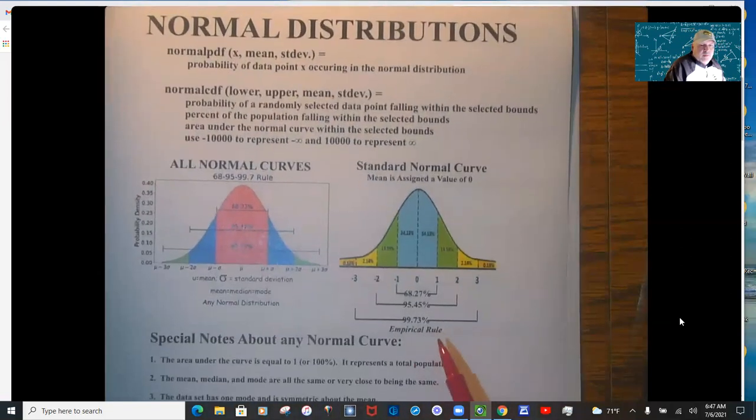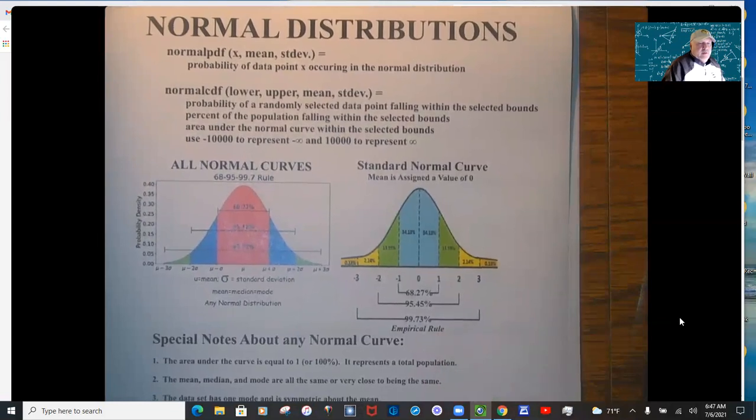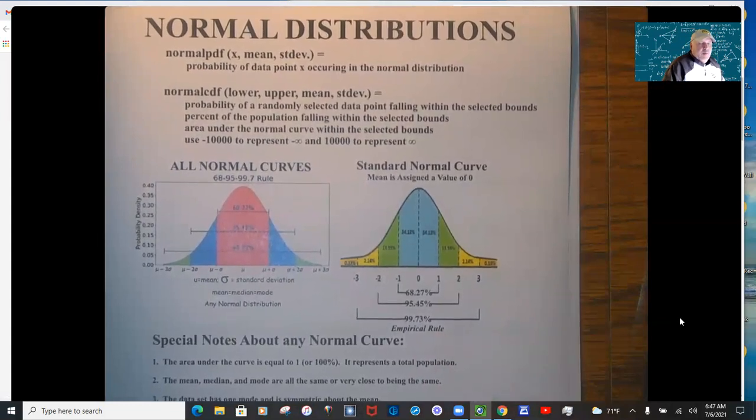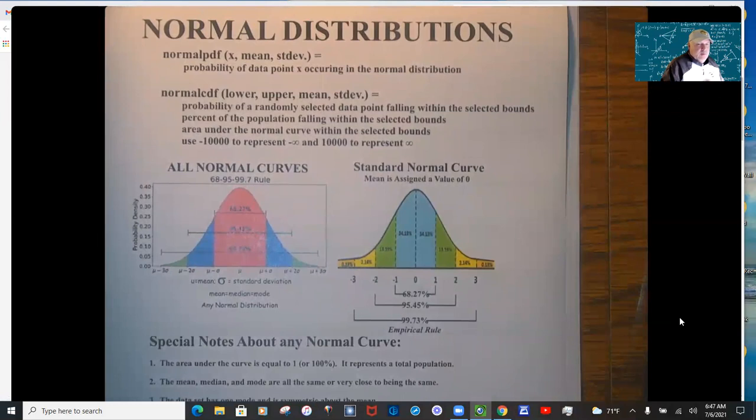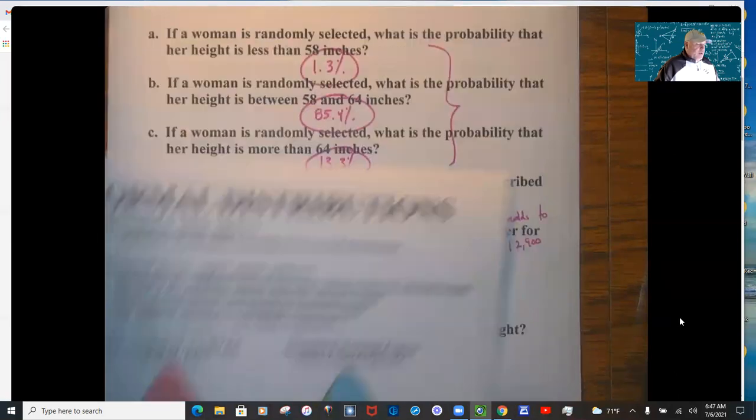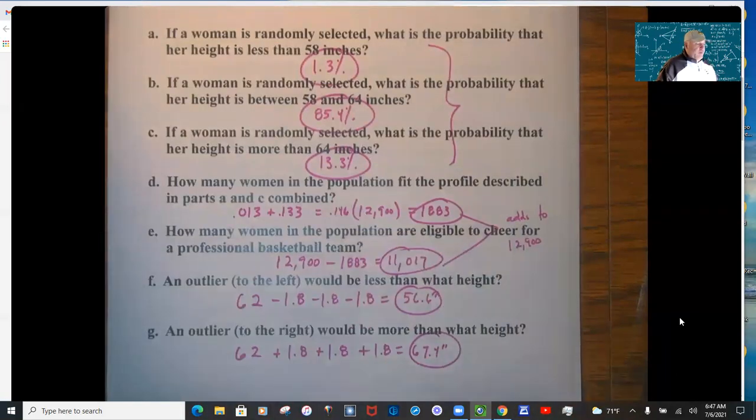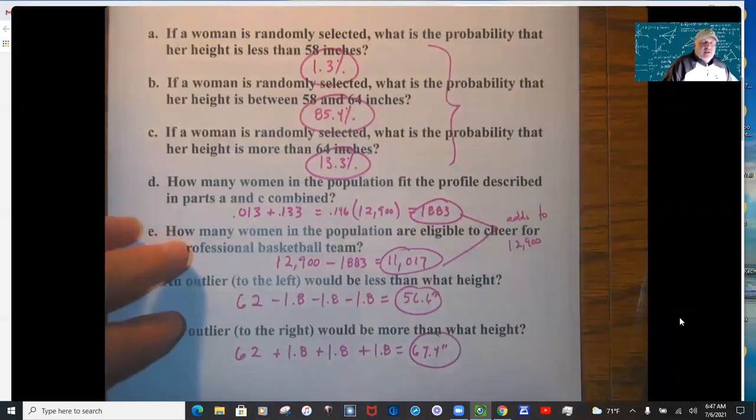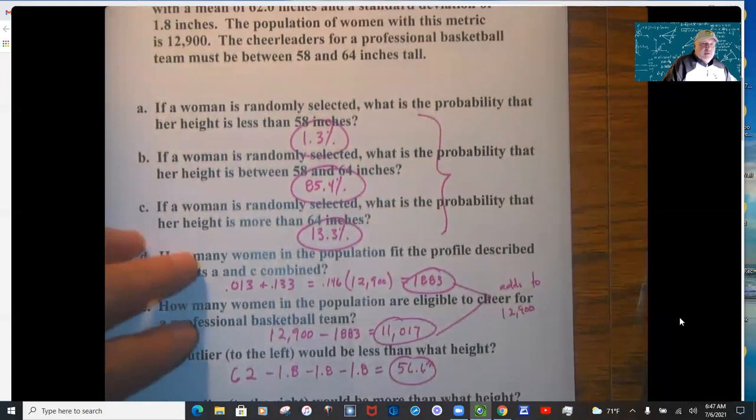So most of your data, 99.73% of your data with normally distributed data, are not outliers. It's beyond the 3 mark that you have outliers. Okay, so those are the solutions for the third practice quiz for quiz 8 in the third trimester of Algebra 2.